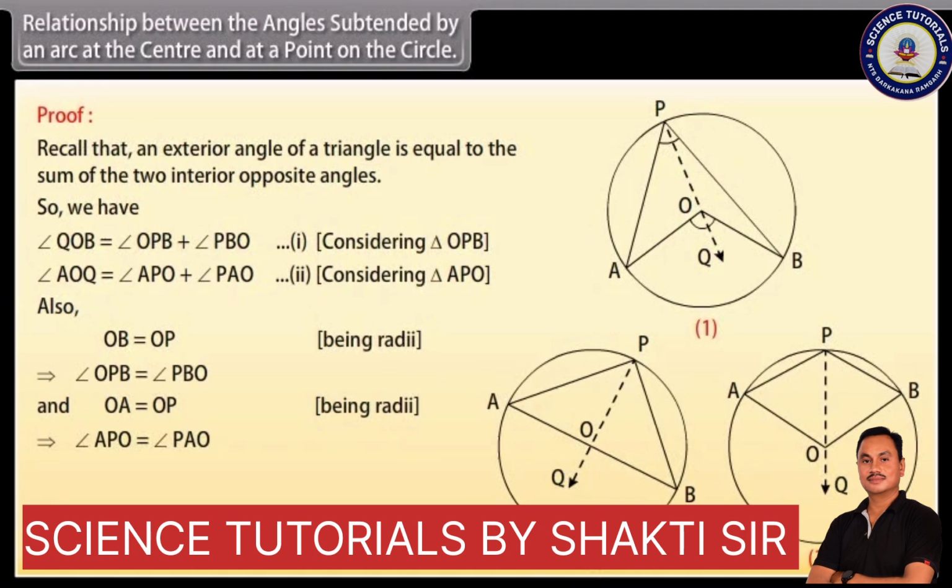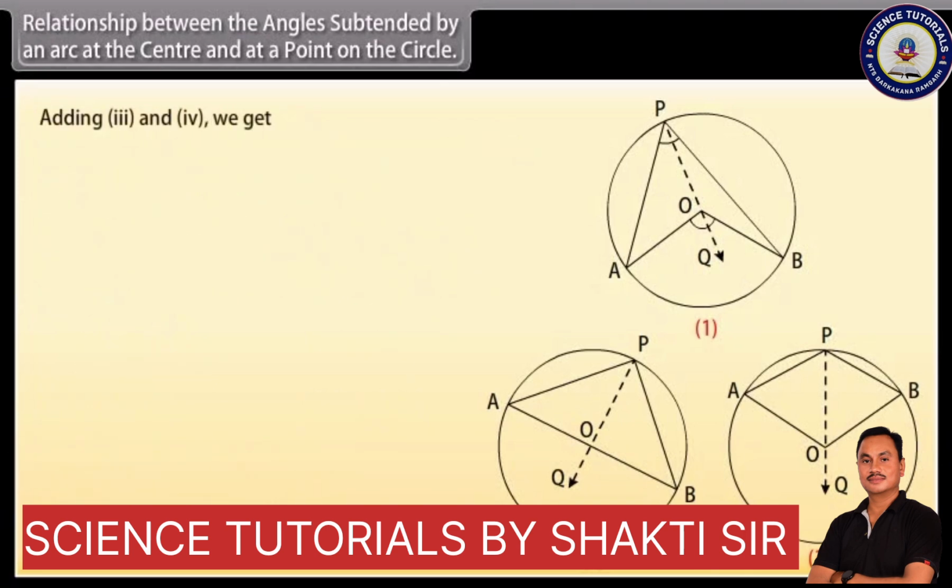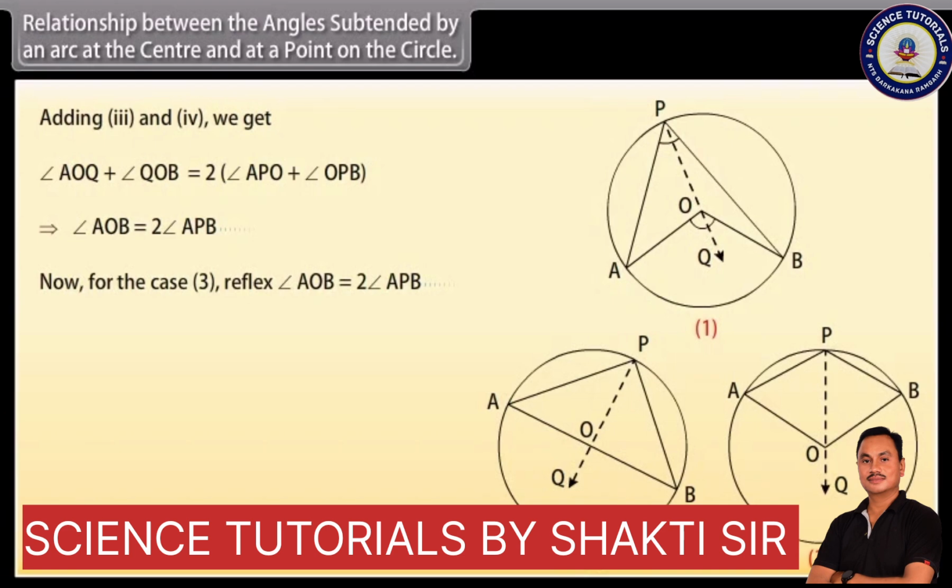Similarly, angle APO is equal to angle PAO, thus 1 and 2 reduce to angle QOB as 2 into angle OPB, 3. Angle AOQ is equal to 2 angle APO, 4. Adding 3 and 4, we get angle AOQ plus angle QOB is equal to 2 into angle APO plus angle OPB. Similarly, angle AOB is equal to 2 angle APB. Now for case 3, reflex angle AOB is equal to 2 APB, hence proved.